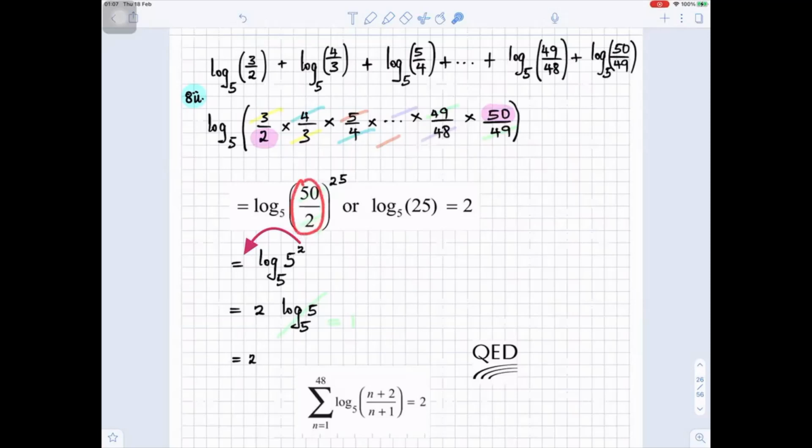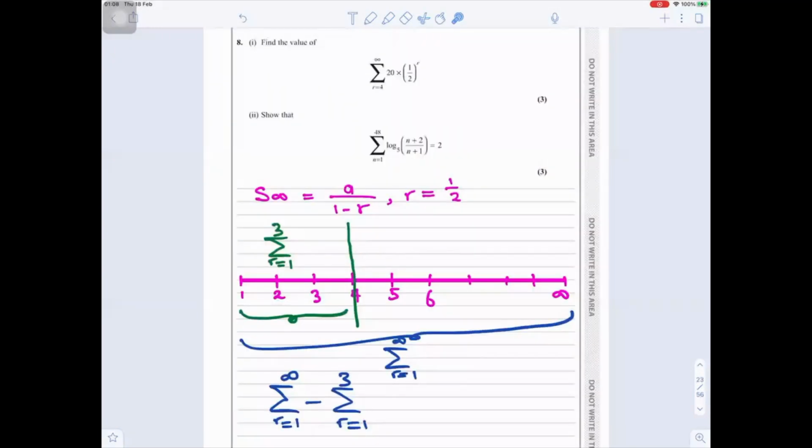50 divided by 2 is 25. So you can write it as log of 25 to the base 5. 25 is the same as 5 squared. So you write 5 squared, and the 2 power can come in front. So it becomes 2 log 5 to the base 5. Log of 5 to the base 5 is 1. So your answer is 2, which is what they wanted you to show. Quod erat demonstrandum, as required to show. So that's question number 8.